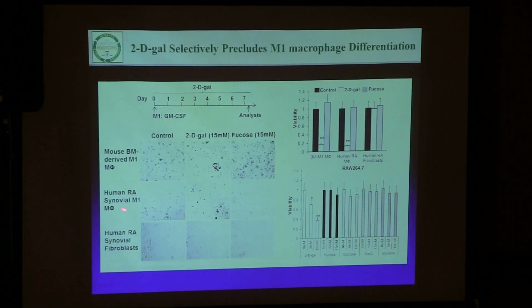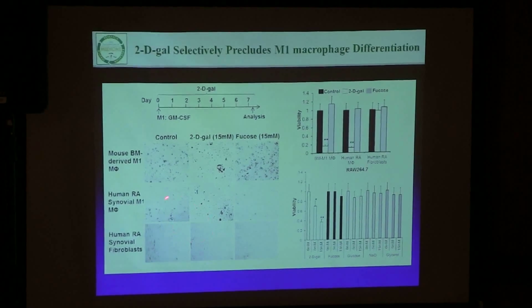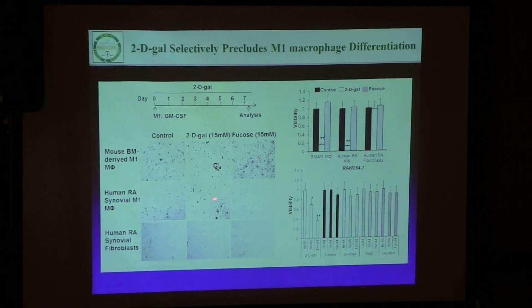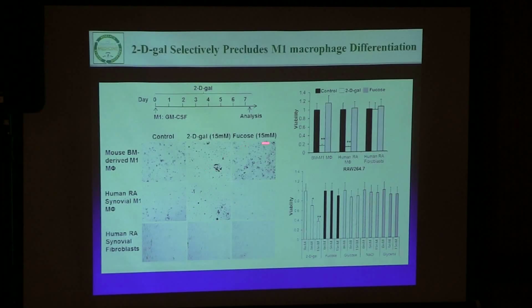And we observed the same phenotype by using the human synovial fluid macrophage. However, it didn't have any effect on synovial fibroblasts, as the images show here. The morphology and the biology of fibroblasts are almost identical between these three different groups. Therefore, this data suggests the 2D-GAL fucosylation inhibitor acts on the macrophage specifically without targeting other cells in the joint.